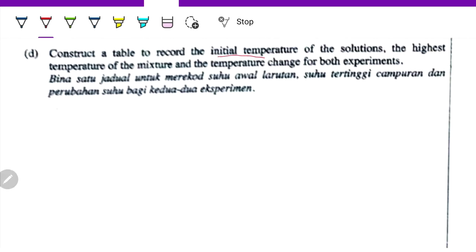Construct a table to record the initial temperature of the solution, the highest temperature, and then the temperature change for both experiments. So you must construct a table. Here is the suggested one.